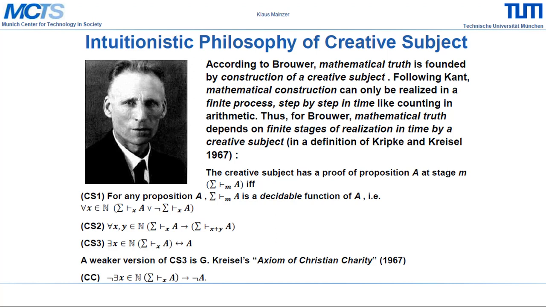And following this definition, the creative subject has a proof of a proposition at a certain stage if it satisfies some conditions. For example, that for any proposition this relation is decidable, and that proof at a certain stage can be finitely extended, and a proposition is called true if there is a proof at a certain stage.